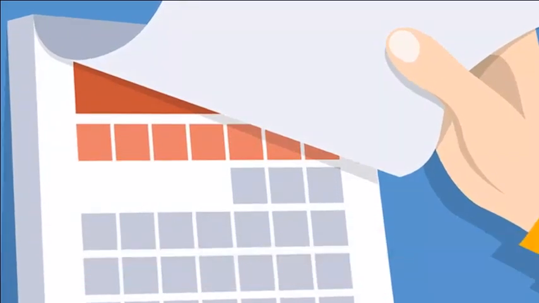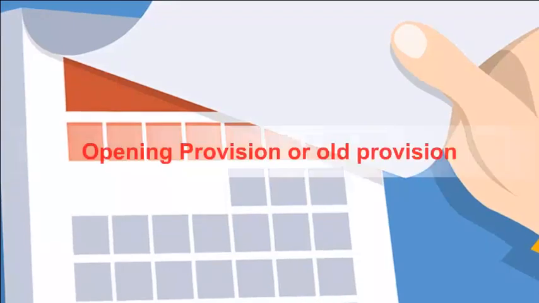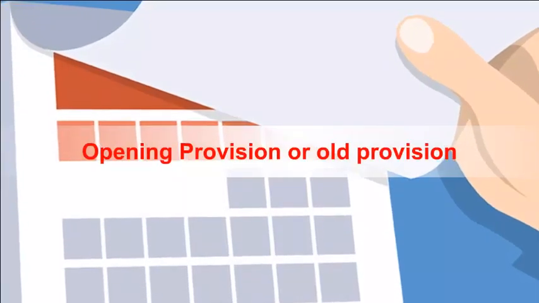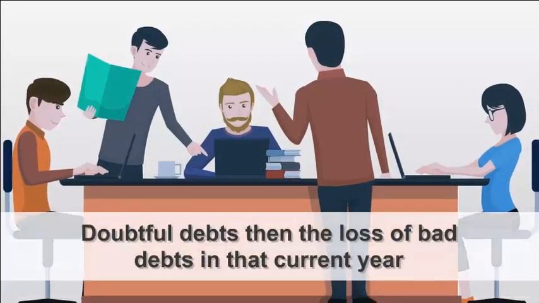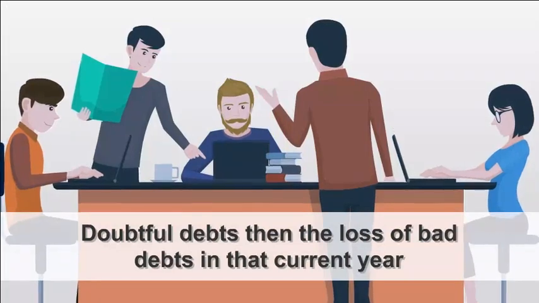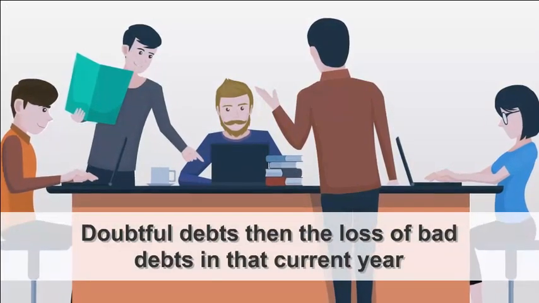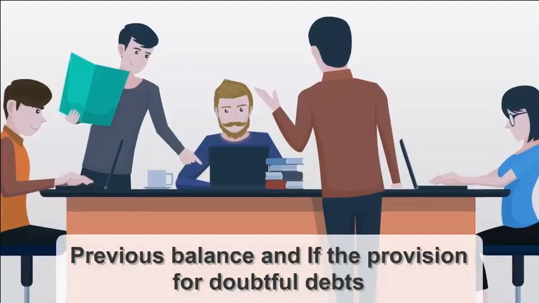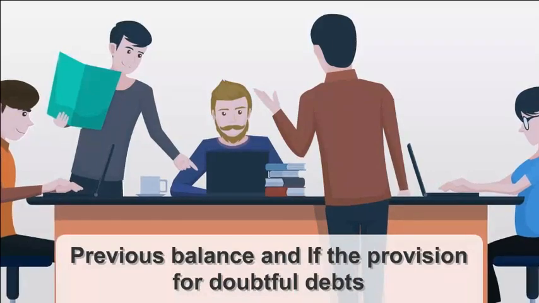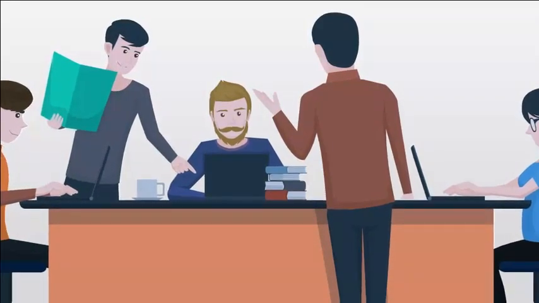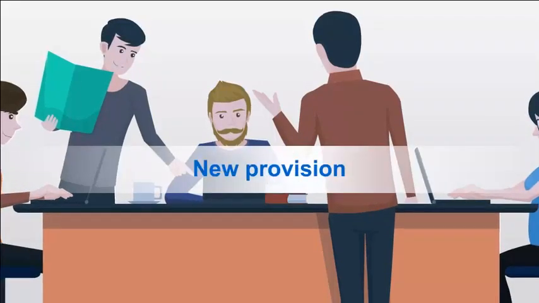That carried forward balance is known as opening provision or old provision. If the company has already created provision for doubtful debts, then the loss of bad debts in that current year will be first adjusted from the previous balance, and if the provision for doubtful debts is created in the current year, then that is known as new provision.